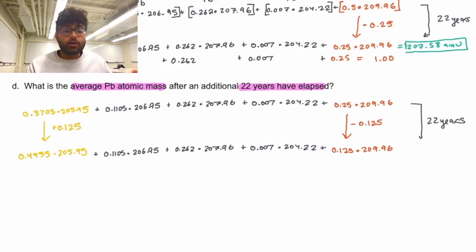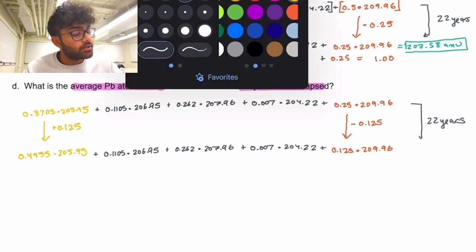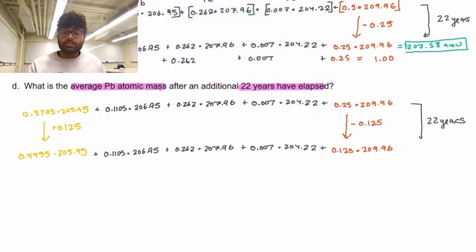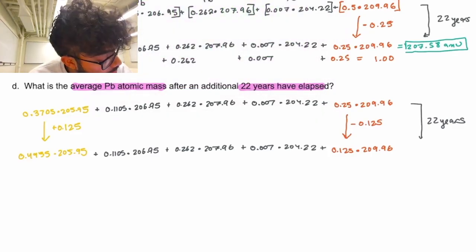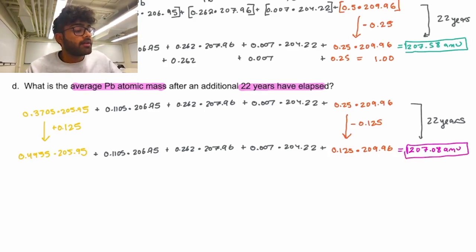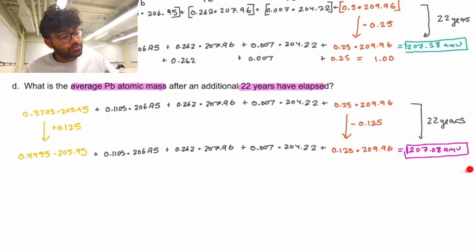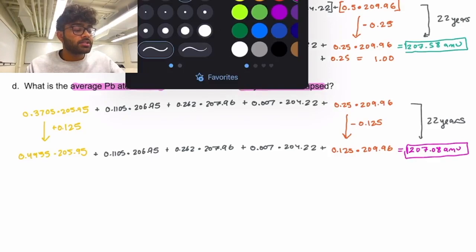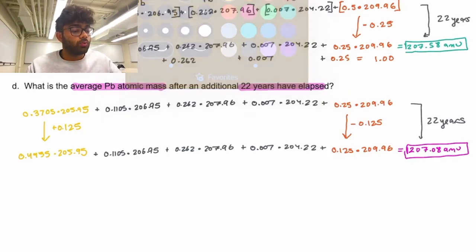And now we have all 5 of our isotopes. We can do our addition, and what we'll get is that our new mass is going to be 207.08 AMU. Once again, this makes sense. If we reduce our heavier lead-210 further and increase our lead-206 further, our average will go closer to 206 again, so it will decrease.